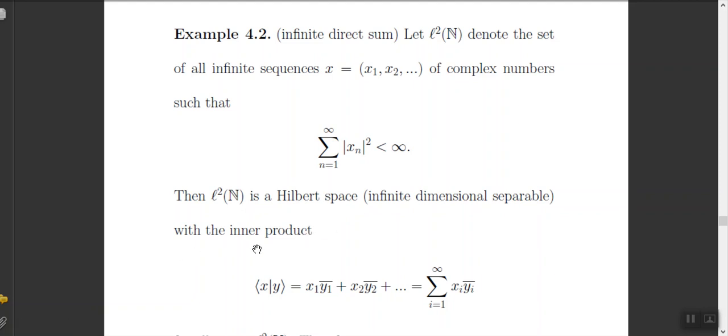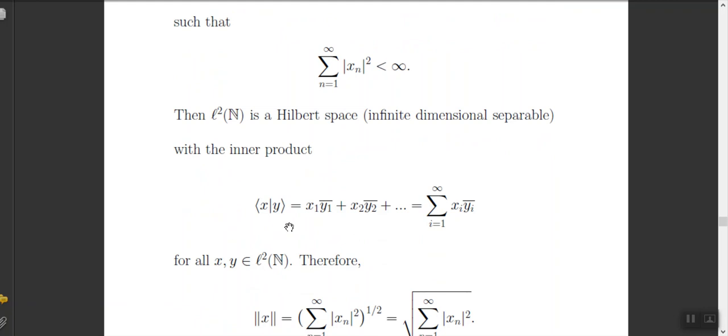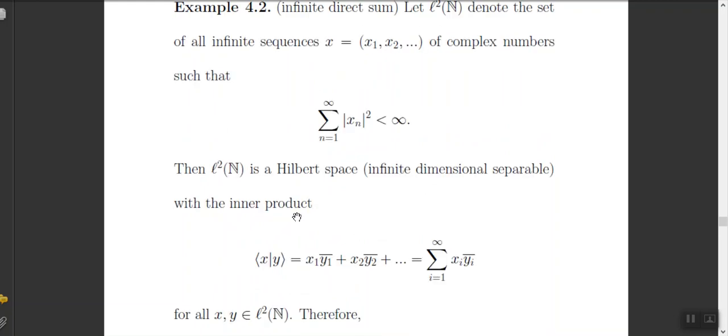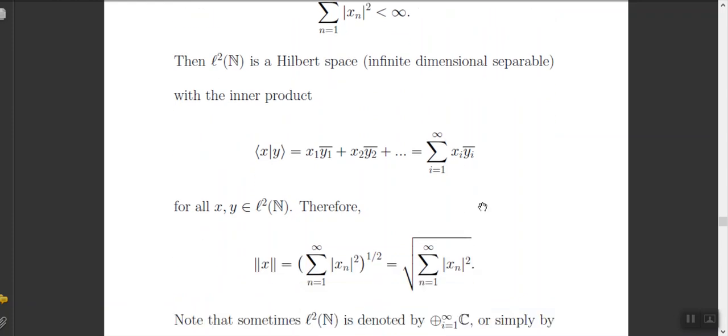Anyway, L2n is a Hilbert space with this inner product. It means the inner product of two sequences, here x and y, each one a sequence, is given like this. You can see the sum of xi yi bar. We can show that this series is convergent using this. So L2n is a Hilbert space with this inner product, infinite dimensional.